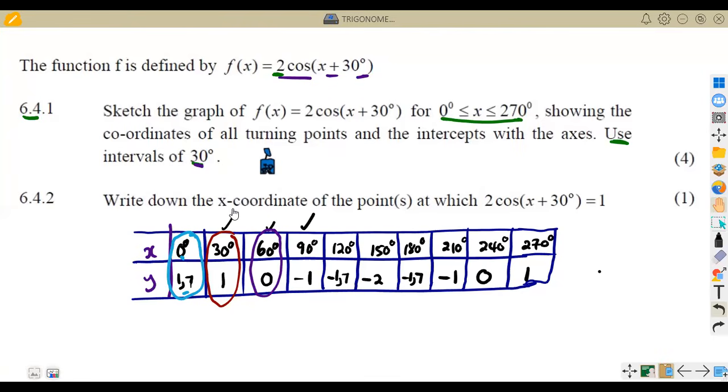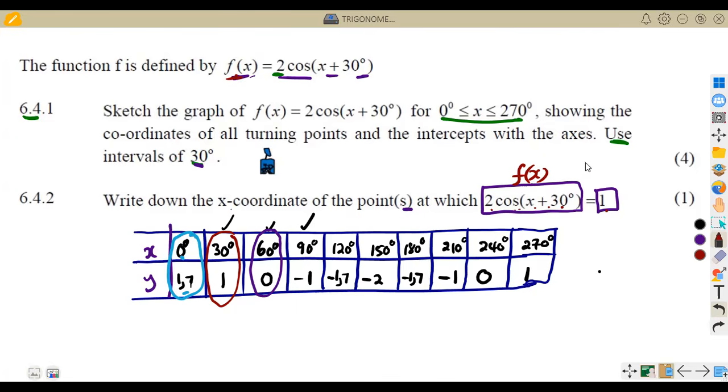We are now given to write the x-coordinate. Take note here what we need. Write down the x-coordinate of the points at which 2 cos(x + 30) is equal to 1. They are saying this whole graph is equal to 1. So where is it? This one here, it's like f(x). Take note, this is f(x) is equal to. So they are simply saying, where are the values of x if f(x) this time, because this is f(x), this one, 2 cos(x + 30), that represents f(x). So what are the values of x that correspond when f(x) is equal to 1?